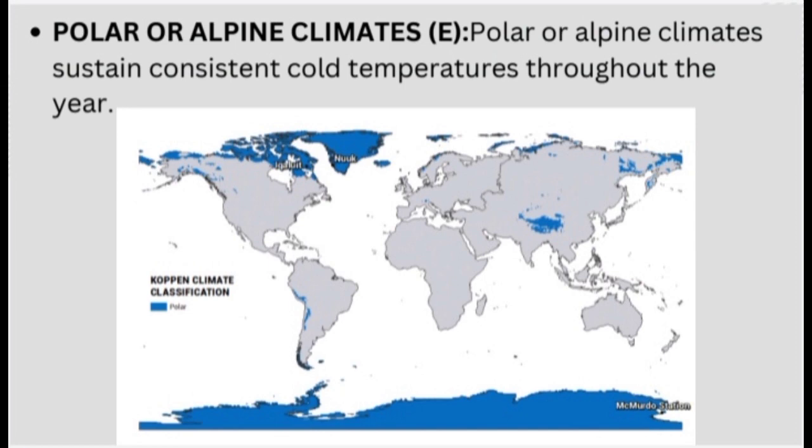While both polar and alpine climates are cold, polar climates are typically found in Earth's polar regions and have consistently low temperature, while alpine climates are found in high mountain regions and have more variability in temperature.